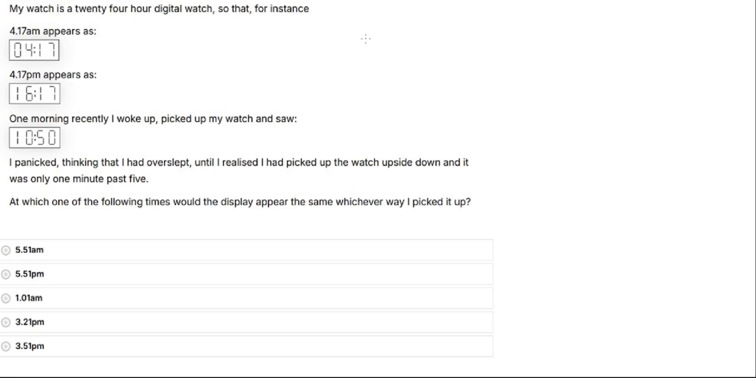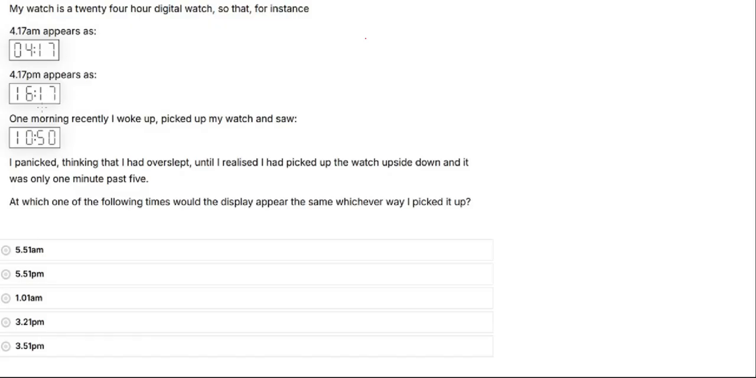So this is IMAT's logical question from the 2011 past paper. So let's solve it. It's a question about the 24-hour digital clock. My watch is a 24-hour digital watch, so that for instance 4:17 a.m. appears as 4:17 and 4:17 p.m. appears as 16:17.